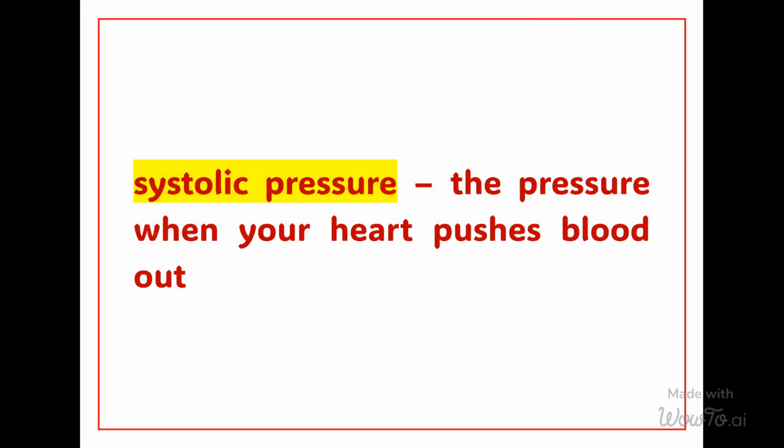Systolic pressure is a term used in medical and physiological contexts to describe the maximum pressure exerted by the blood against the walls of the arteries during a heartbeat. It is the top number in a blood pressure reading and is an important indicator of cardiovascular health. Systolic pressure is influenced by factors such as heart rate, blood volume, and the elasticity of the arterial walls.